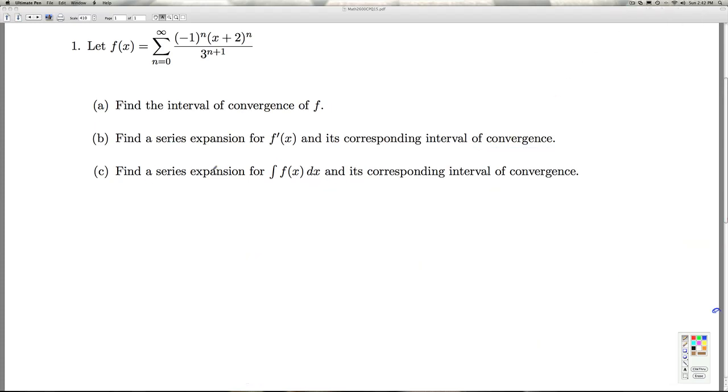All right, in part C, we're asked to find a series expansion for the antiderivative of f. And since we differentiate term by term, we anti-differentiate term by term as well. So I need to take the antiderivative of this function. So I'm going to anti-differentiate each term.